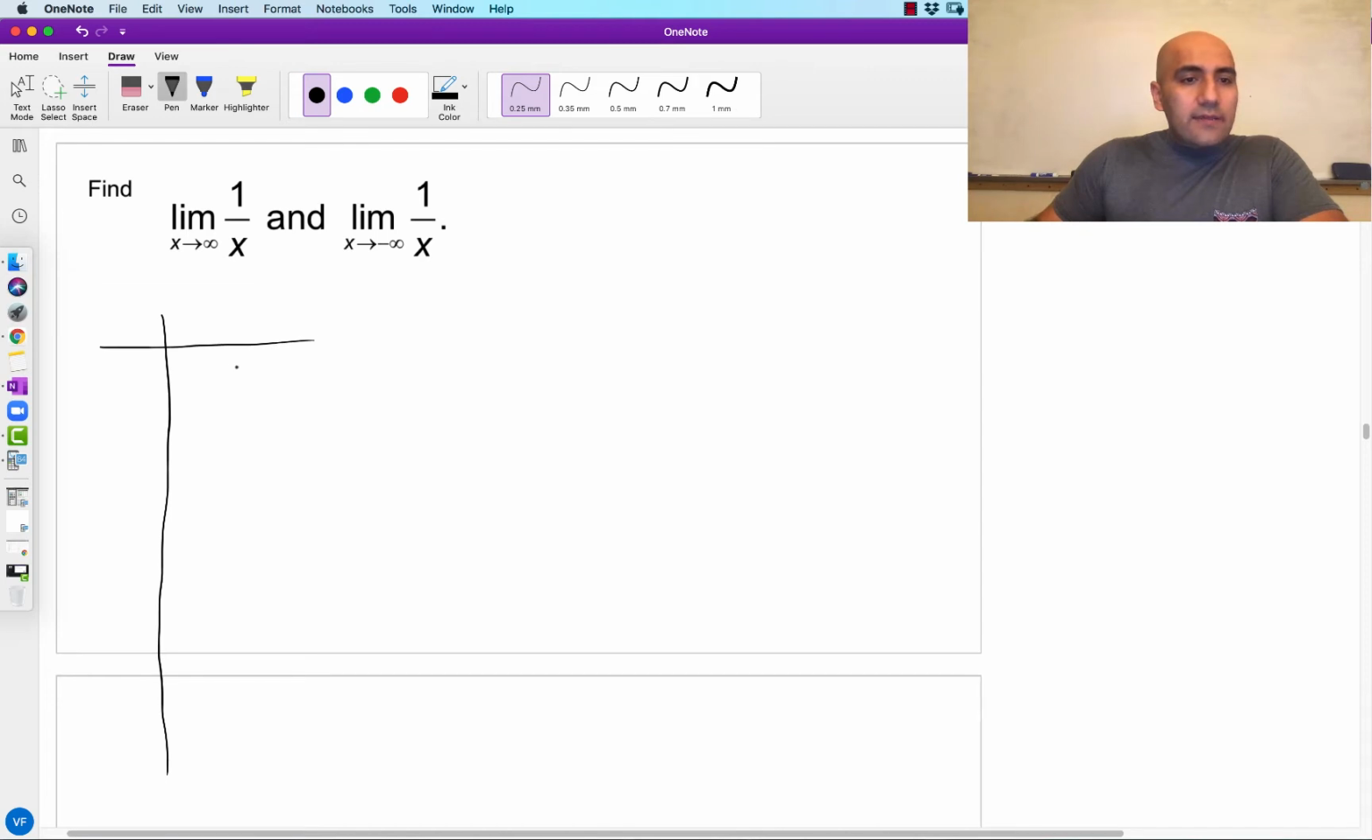So let's say we had a table like this, and I had my function value 1 over x, and I input 1. Well, of course, 1 over 1 is just going to be equal to 1. What if I input 10? Well, I'll have 1 divided by 10, and we know that that must be equal to 0.1. And if the input is 100, then we have 1 over 100, and the output is going to be 0.01.